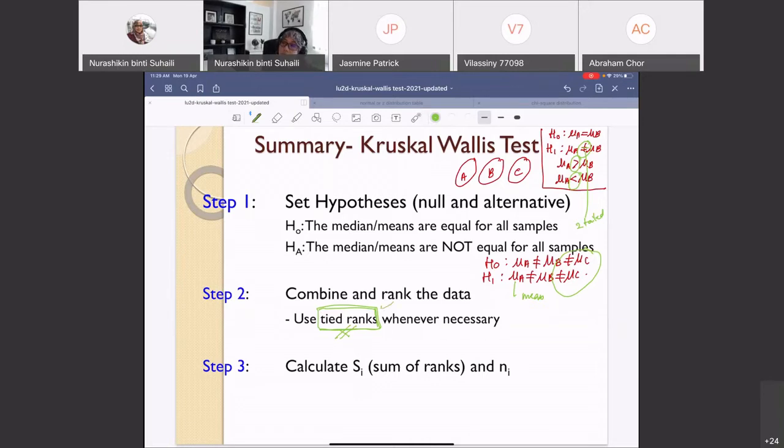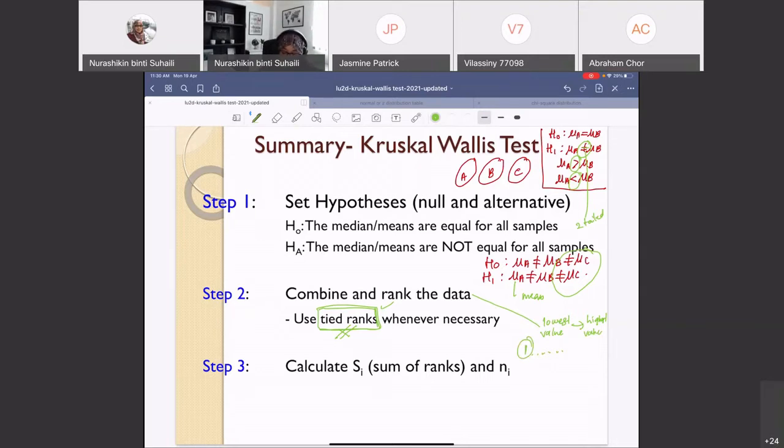This is the same as how you find tied ranks for this test and for the previous test. It's the same because it's about ranking, about putting the ranks. And when you rank the data, you should look from the lowest value to the highest. Meaning the lowest value, you rank it as number one, until the highest, whatever the size of the sample, but it should start with number one. Okay, that is rank.